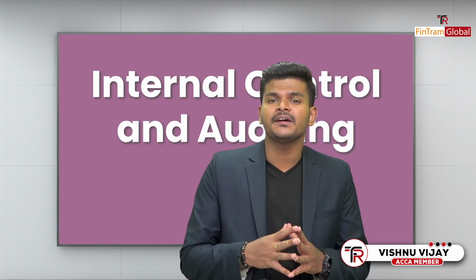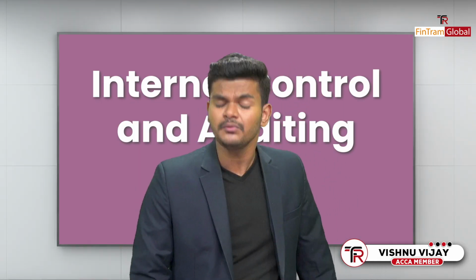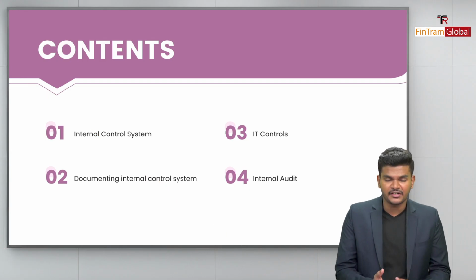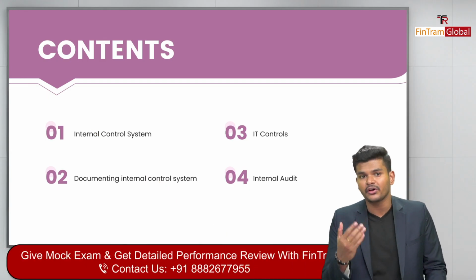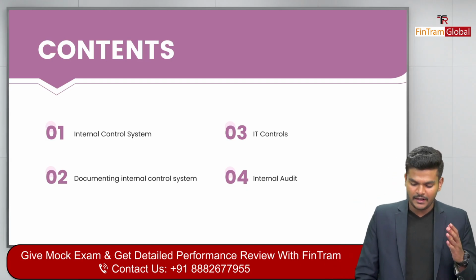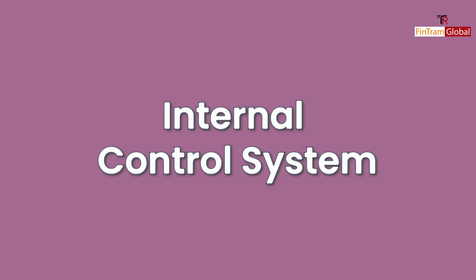I will be covering the syllabus part C of your audit and assurance paper, which is primarily in relation to internal control, isn't it? So, as you can see, we'll be covering the internal control system and related aspects. Then we will look at how to document an internal control system. And then we will talk about IT controls and then internal audit as well. Okay, folks, so let's get started quickly, shall we?